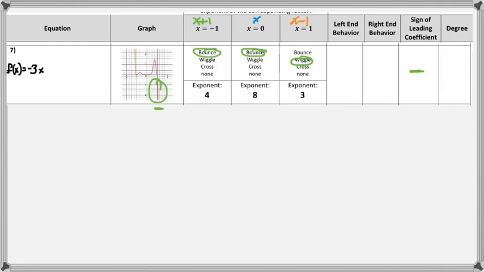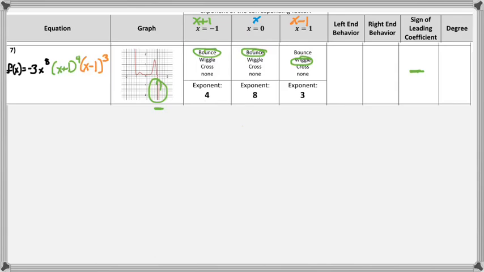X to the 8th. And then I have my x plus 1 raised to the 4th. And I have my x minus 1 raised to the 3rd.